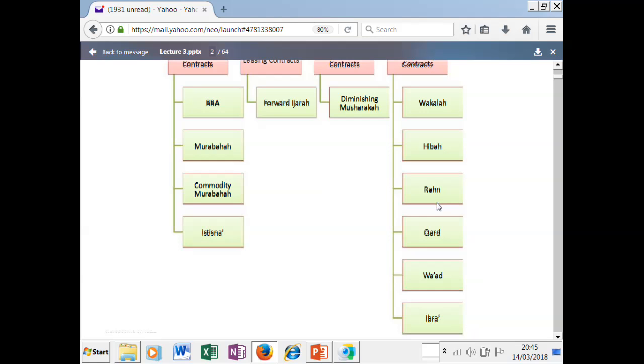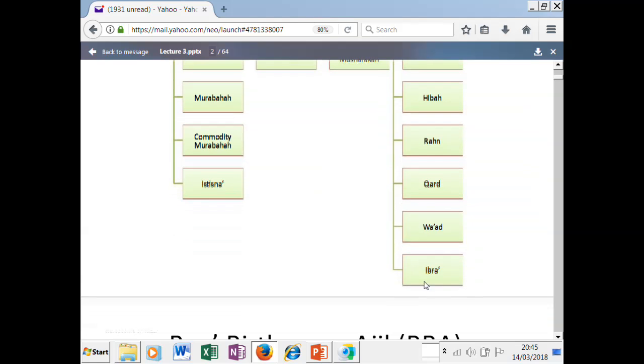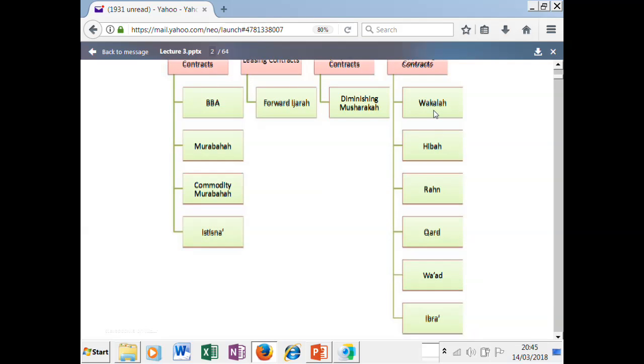All right. So do you have any problem with one of the terminology here? The contracts that you brought, wa'ad, qard, rahnu, hibah, and wakalah. It's familiar for you, right? Okay.